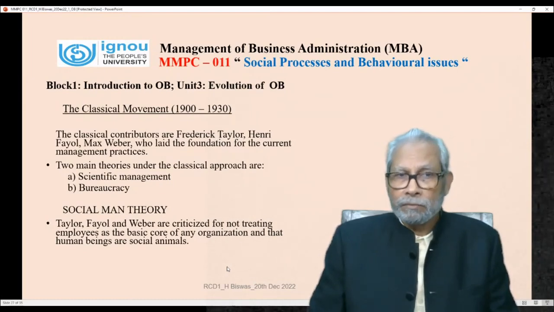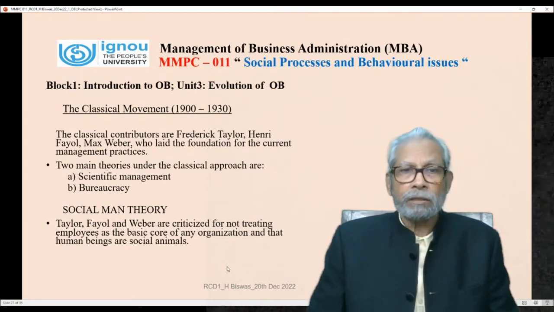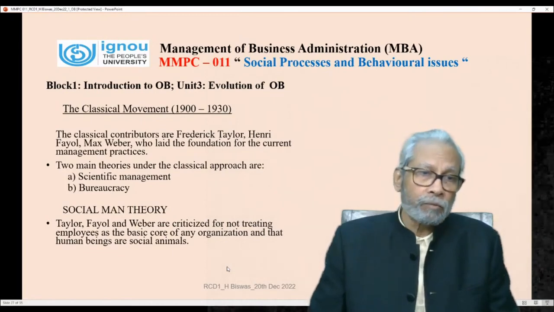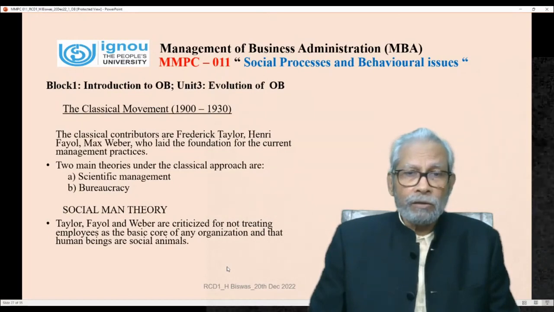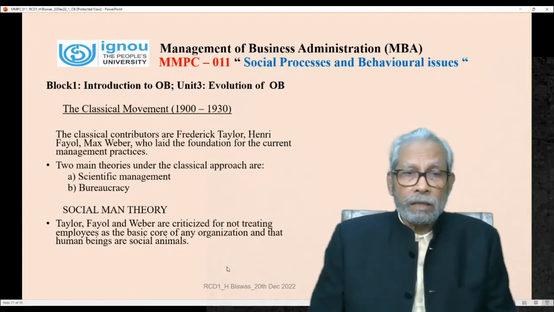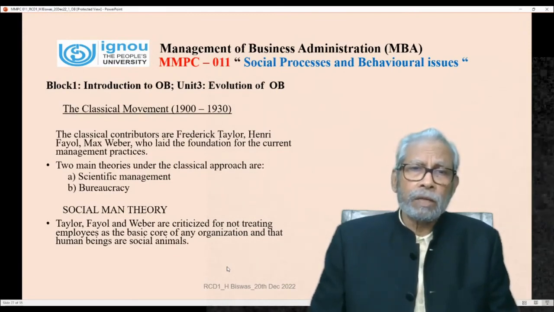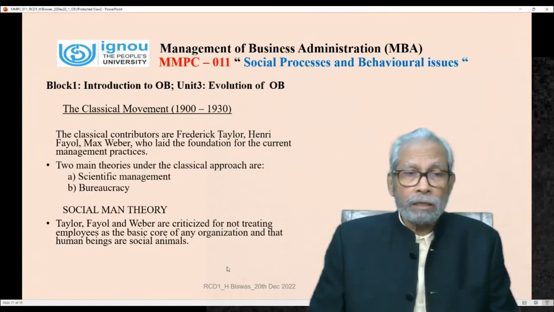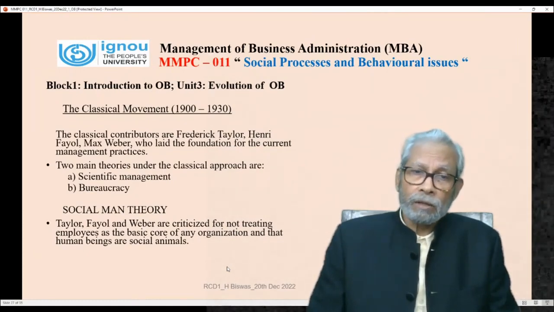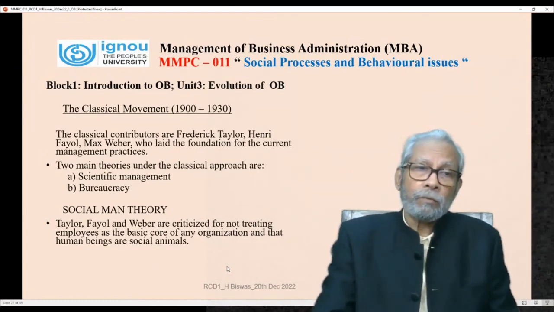Whereas in scientific management, the clarity is there basically. The social man theory: Taylor, Fayol and Weber were criticized for not treating employees as the basic core of any organization, and that human beings are social animals. People were not getting their money, they were working hard, and they were being treated just as 8 hours, 10 hours, 12 hours earlier. So they noticed this, and finally they derived the social man theory, contributing a lot in the social area.